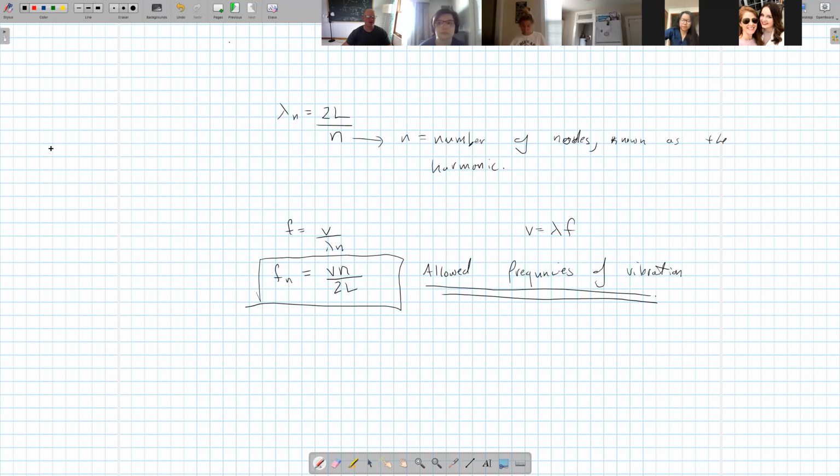Now, some terminology. When I have n equal to 1, this is what's known as the fundamental. So n equals 1 is our fundamental, in this case the fundamental wavelength, and in this case this is going to be our fundamental frequency. So when I have f1, this is what we call the fundamental frequency.